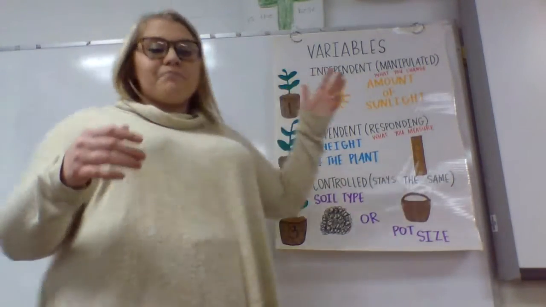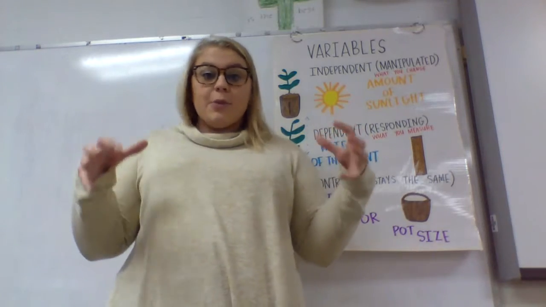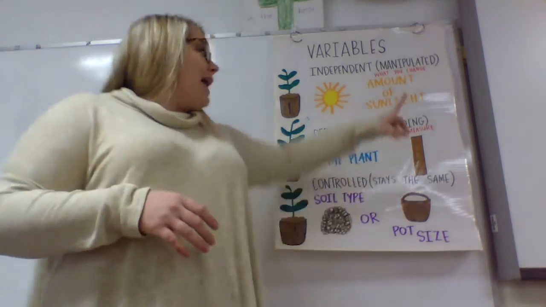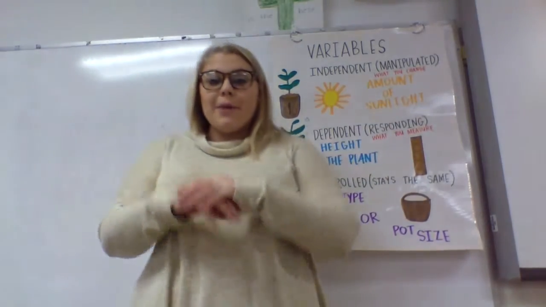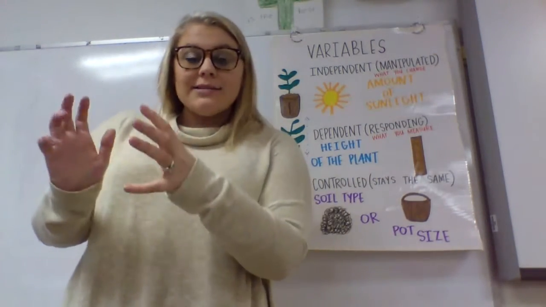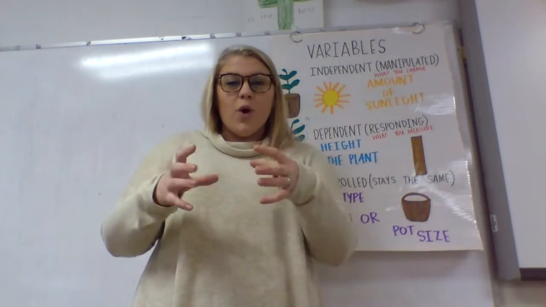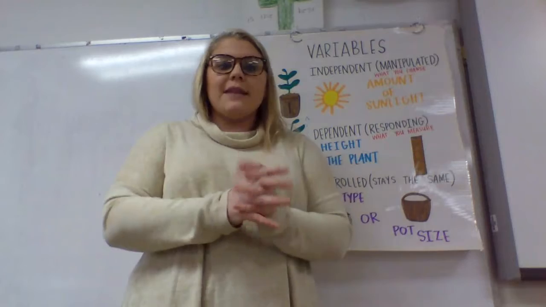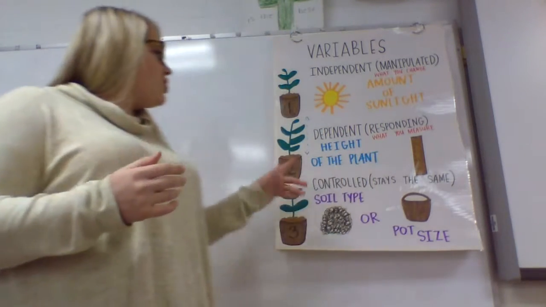So maybe I am going to have three different plants and I'm going to plant seeds all at the same time, and my independent variable that I change is going to be the amount of sunlight. So maybe I'm going to put one in direct sun, I'm going to put one under a bucket so it gets no sun, and I'm going to put one so it gets sun 12 hours out of the day. So my independent variable is what I change.